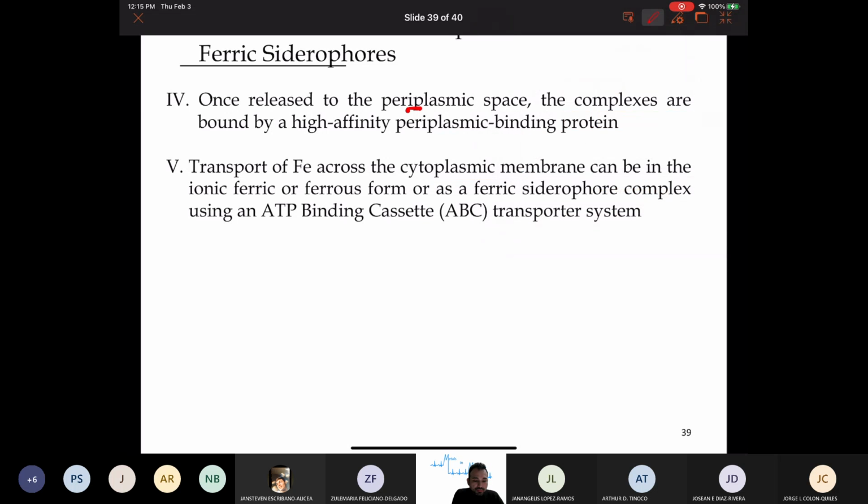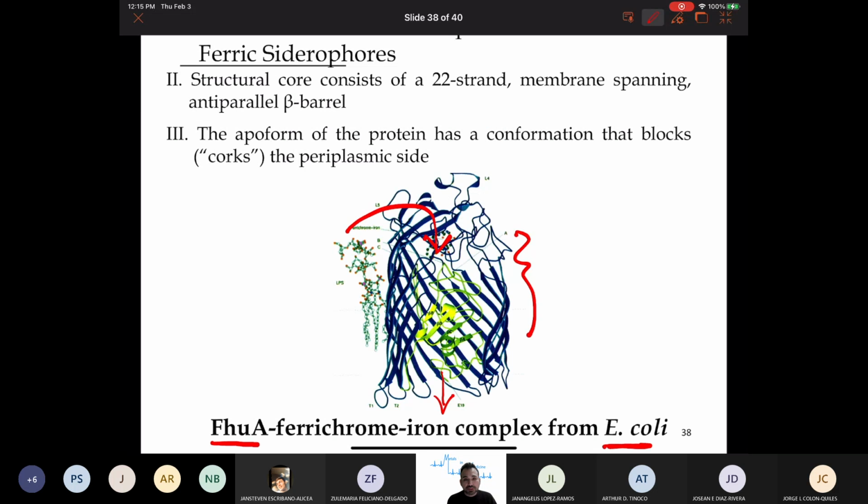So once released to the periplasm space, the complexes are bound by a high affinity periplasmic binding protein. So that's what I was just mentioning to you. That recognition leads to a type of complexation. Here's a picture of the iron siderophore binding to this particular protein. This is just one type of transporter. I'm not trying to say that this is true in general of all processes involving siderophores. That leads to an opening because of a protein conformational change that's now going to facilitate that iron siderophore to move through.